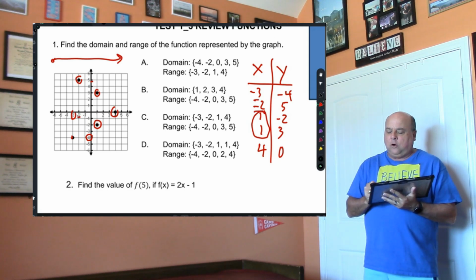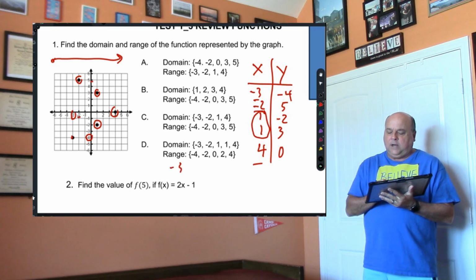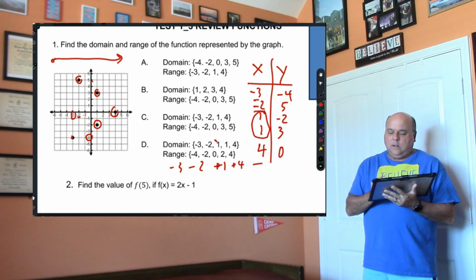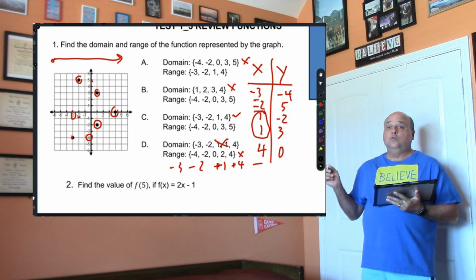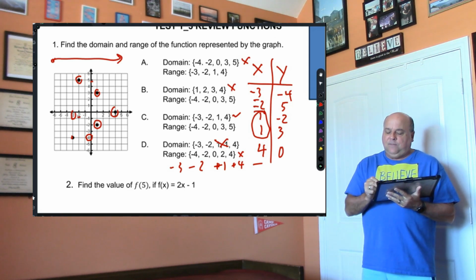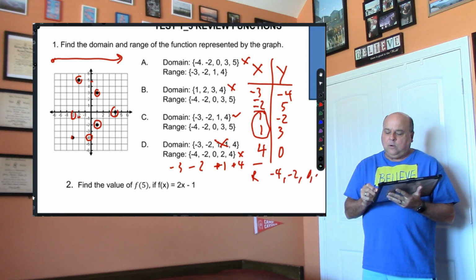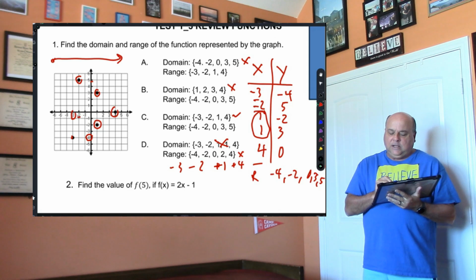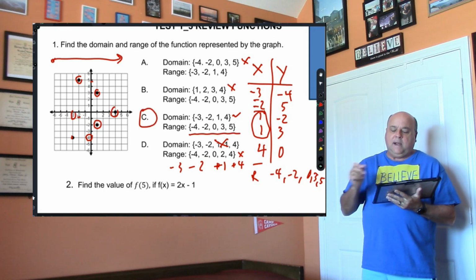But these numbers are my domain. So I need -3, -2, 1, and 4, right? This one would be incorrect. This is correct, this is wrong, this is wrong, and this is wrong, okay? Because of the two 1s. You only write each one once, and this right here would be the range. It would go technically from smallest to biggest, so my range would be -4, -2, 0, 3, and 5, and it's right here. So this one here matches up.